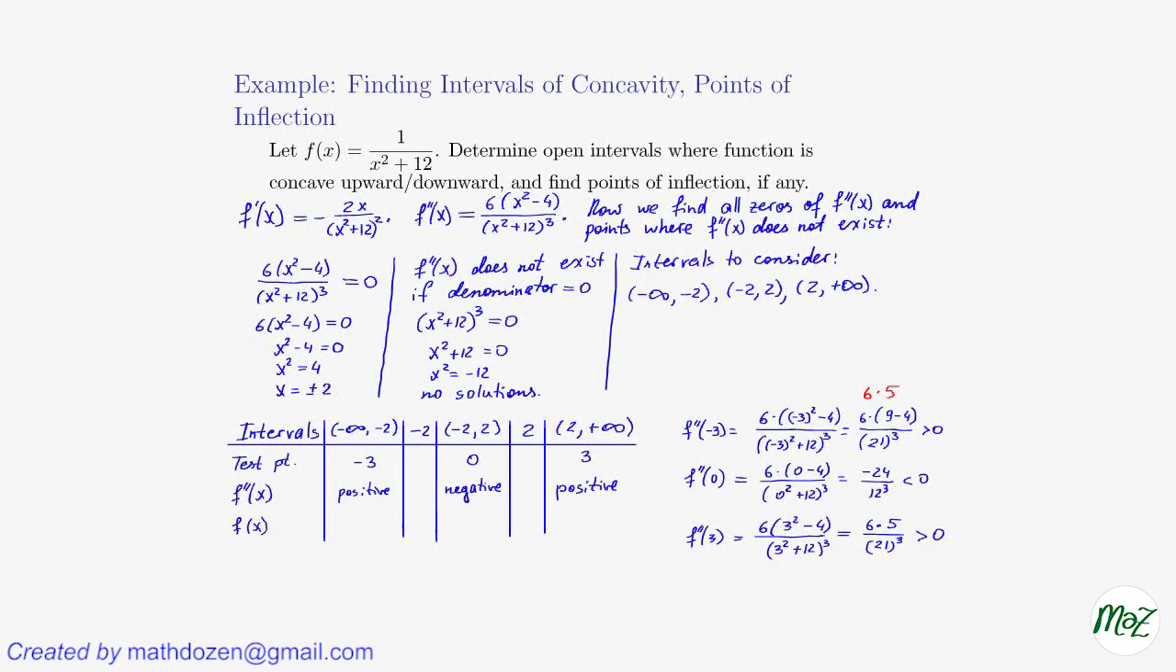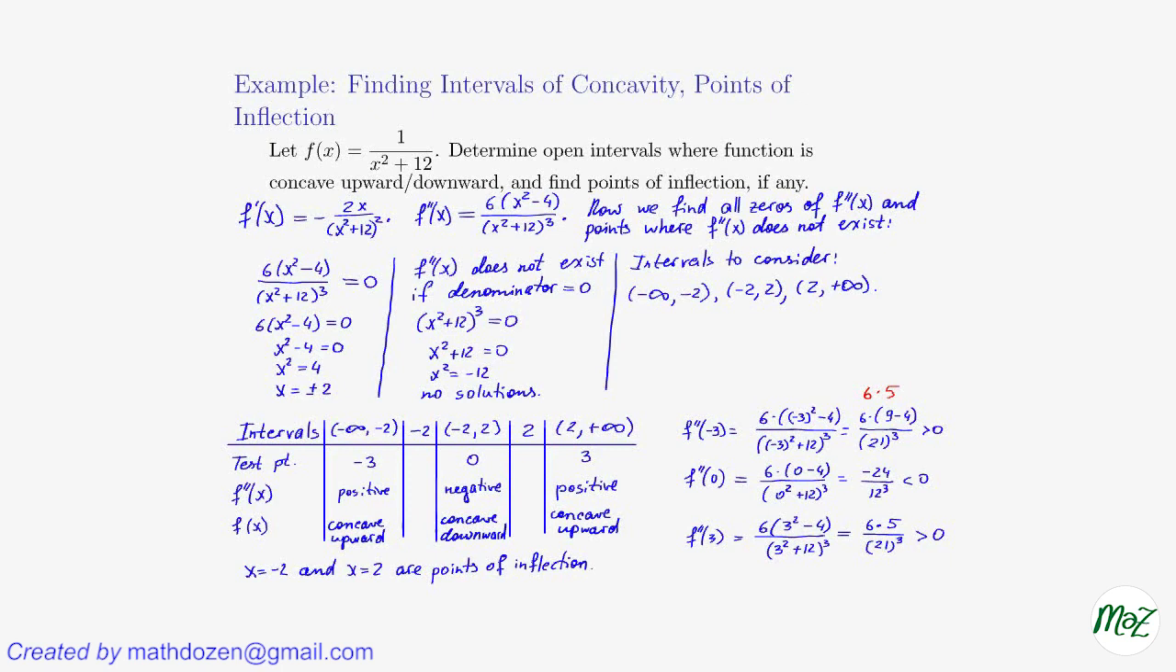That allows us to claim that where the second derivative is positive, we have the function concave upward. Where the second derivative is negative, the function is concave downward. Well, this allows us to conclude that x equals negative 2 and x equals 2 are both points of inflection.